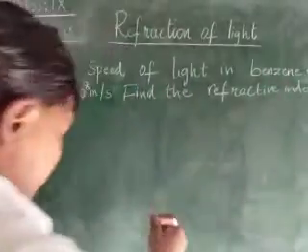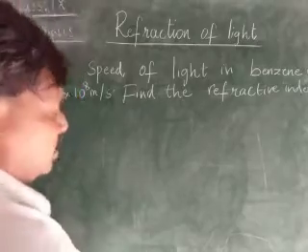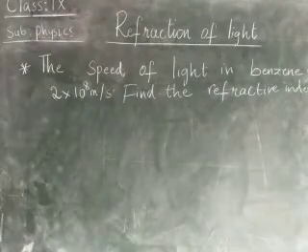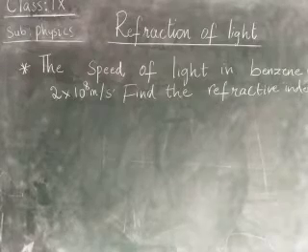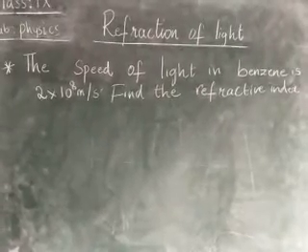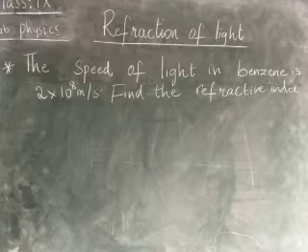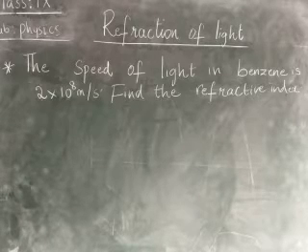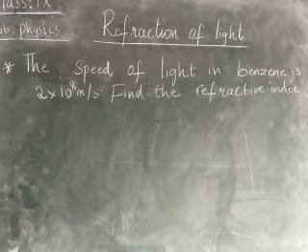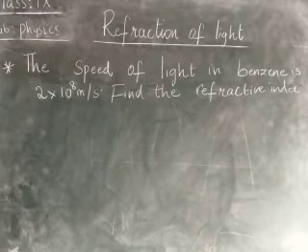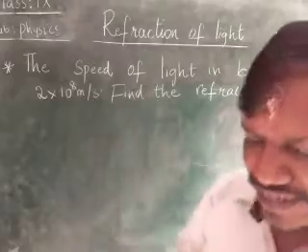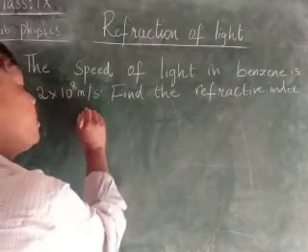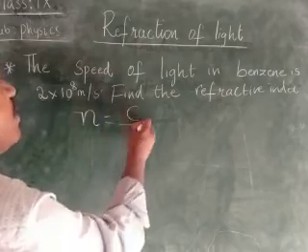Children, in the last class, we learned a problem where the refractive index is given and we were asked to find the velocity of light. But in this problem, he has given the velocity of light, children, and he is asking to find the refractive index. How to find it? Normally, refractive index N is equal to C by V.